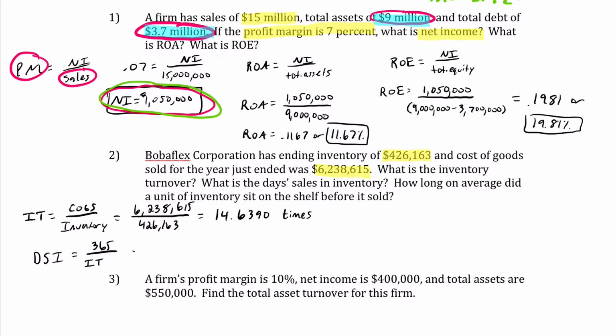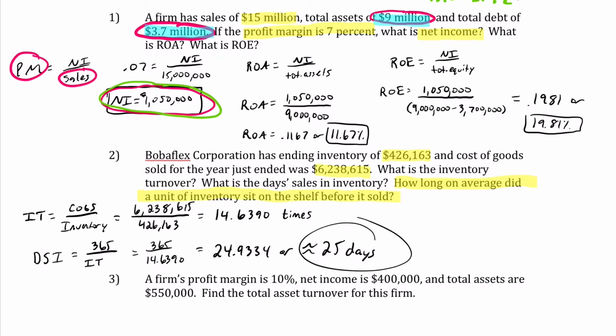So what we get here is 365 divided by 14.6390, and we end up getting a days sales in inventory of 24.9334, or approximately every 25 days they were selling through their inventory. So then the last part of the question is, how long on average did a unit of inventory sit on the shelf before it sold?